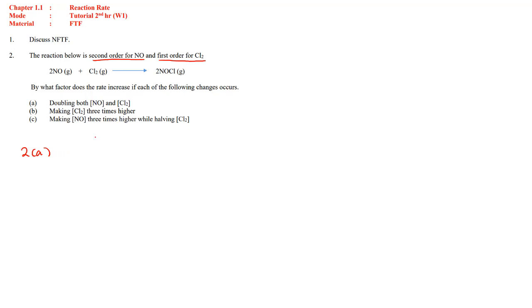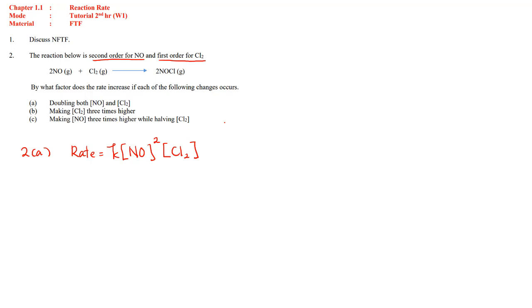Alright, so let's refer to question 2a. So firstly, to answer this question, because given to you the reaction order for each reactant, you have to write the rate law. Okay, the rate law is rate equals to K times concentration of nitric oxide. Since nitric oxide is second order, it is power of 2 times concentration of chlorine molecule. So it is first order, tak payah tulis power of 1. Okay, so now by what factor?